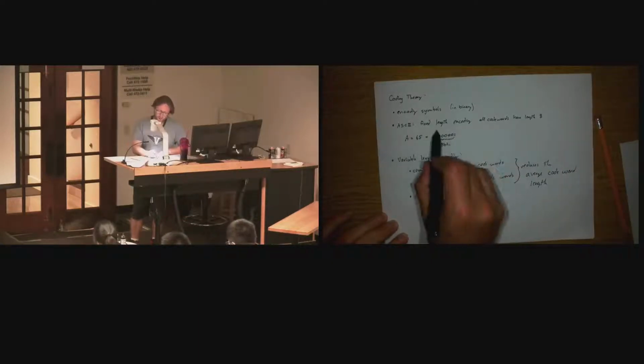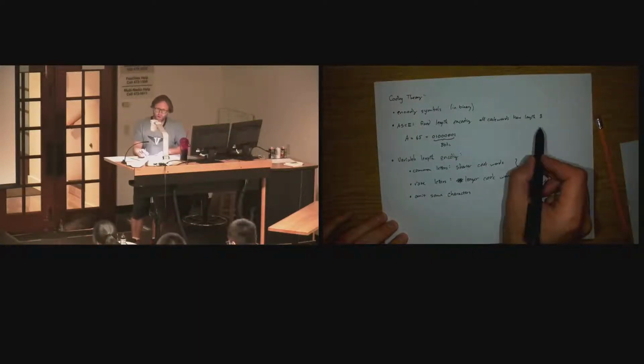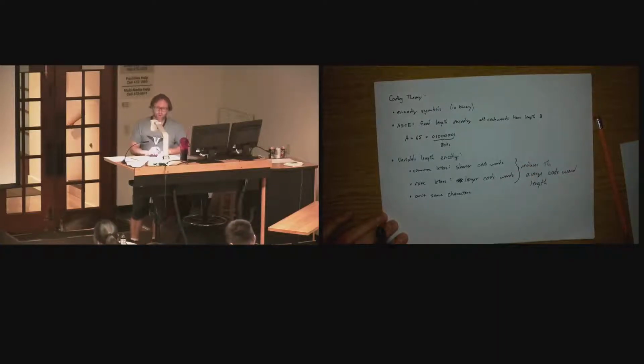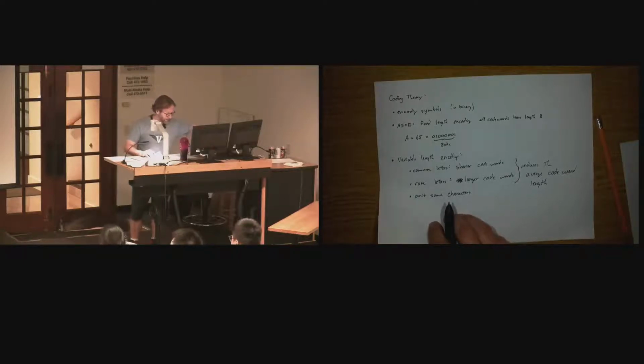Up here with a fixed length encoding, the code word length was always 8. The average code word length is always 8, regardless of whether one is more common than another. Let me give you a small example of a variable length encoding.